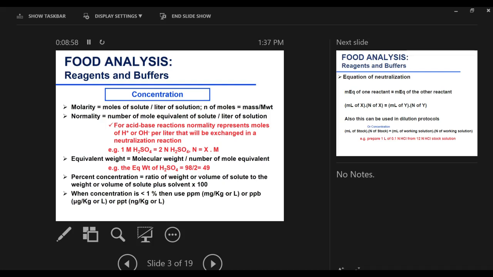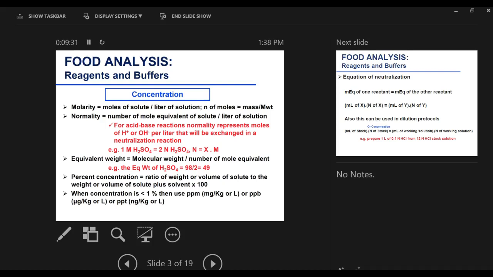So 1 mole of HCl is equivalent to 1 normal of HCl, because you have one hydrogen. Whereas H2SO4 you have two hydrogens, so normality equals number of moles equivalent times the molarity. Because you have two, normality is twice the molarity. Okay, so 2 normal of H2SO4 is equivalent to 1 molar of H2SO4.